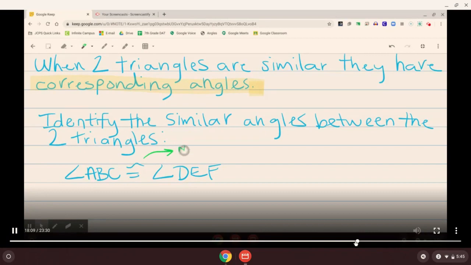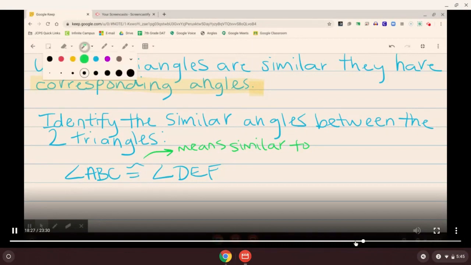But this little symbol between these two angles that I've written here, it's an equal sign with kind of a little squiggly on top. This means that they are similar. So angle ABC and angle DEF are similar to each other. So we're going to be using that symbol a lot. And so you need to know that that's what that symbol means. It shows equal and similar to. So we are going to write the rest of them.